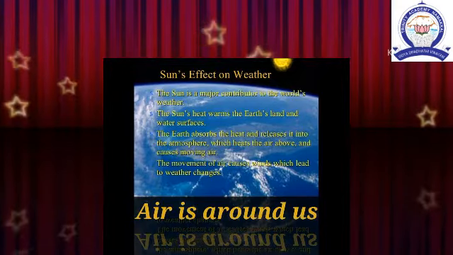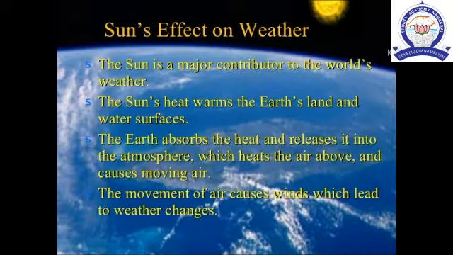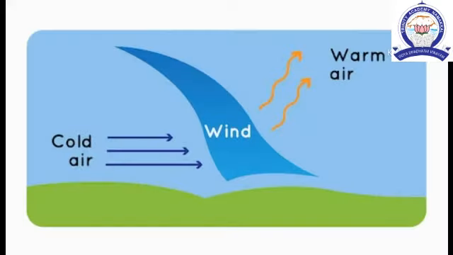Air is around us. The sun is a major contributor to the world's weather. The sun's heat warms the earth's land and water surfaces. The earth absorbs the heat and releases it into the atmosphere, which heats the air above and causes moving air. The movement of air causes winds, which lead to weather changes.